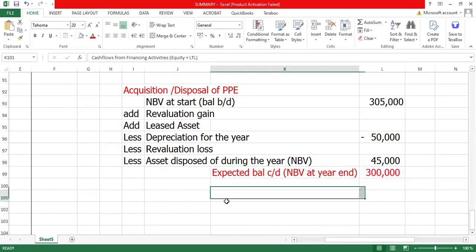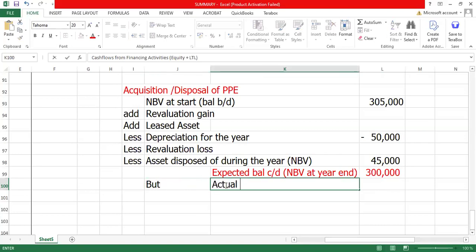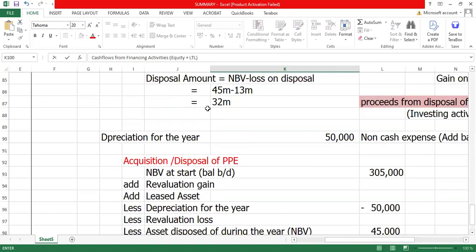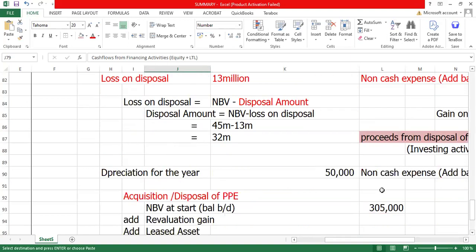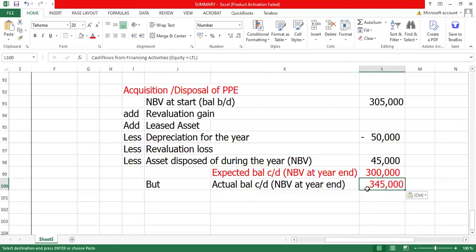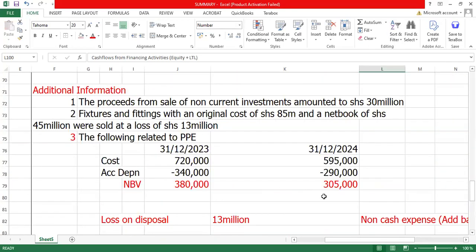So that is the expected. That's what you expect as net book value. But what is the actual? The actual balance carried down is how much? The net book value at year end is this. So the question is, do you have the acquisition, or do you have the disposal?